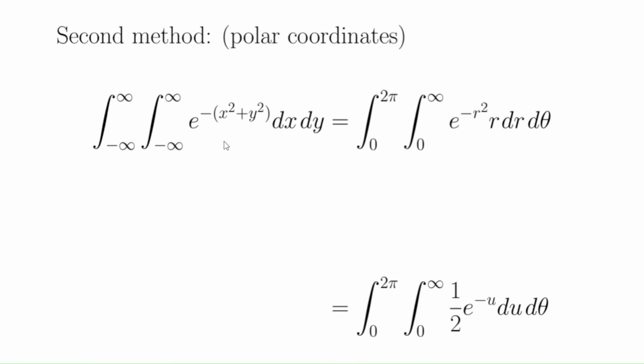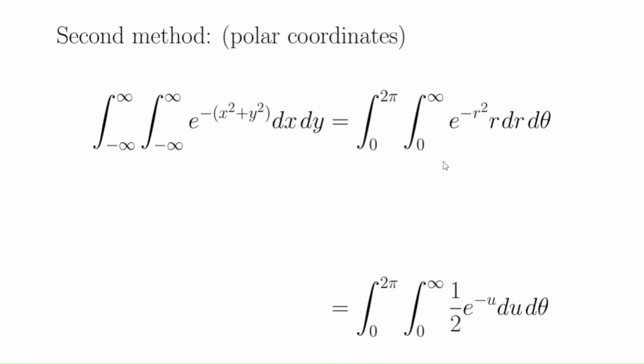Now, a second way to calculate this integral is to use polar coordinates. So we're going to change our x's and y's to r's and thetas. When we do this, x squared plus y squared becomes r squared, and the dx dy turns into r dr d theta. And this r here is very important. Now we're also integrating over the entire plane, and when we do that, the r goes from 0 to infinity, and the theta goes from 0 to 2 pi.